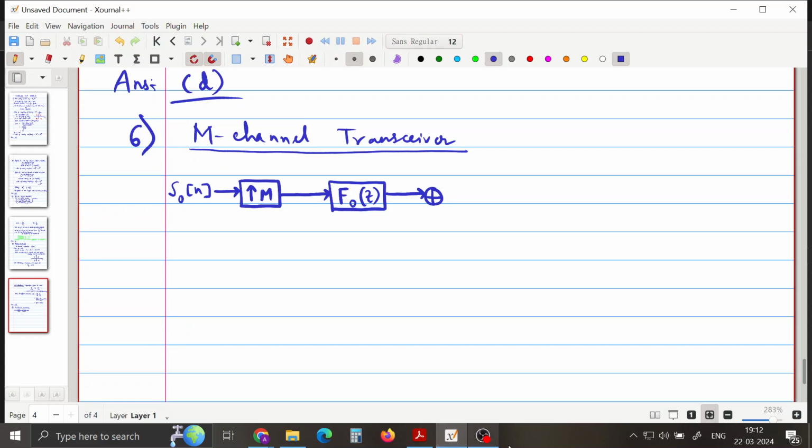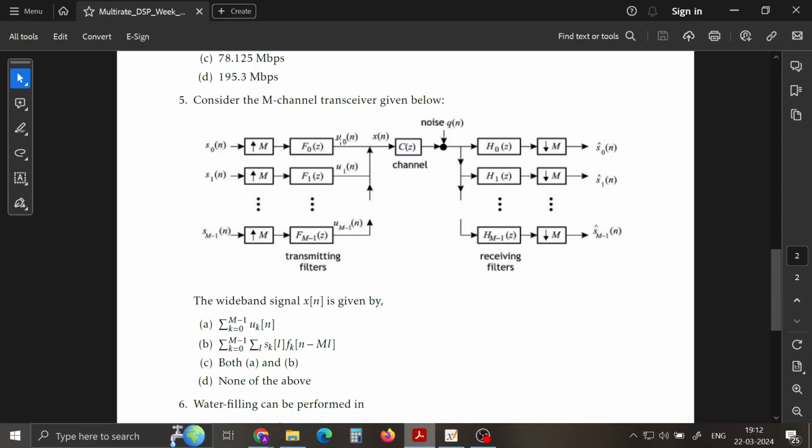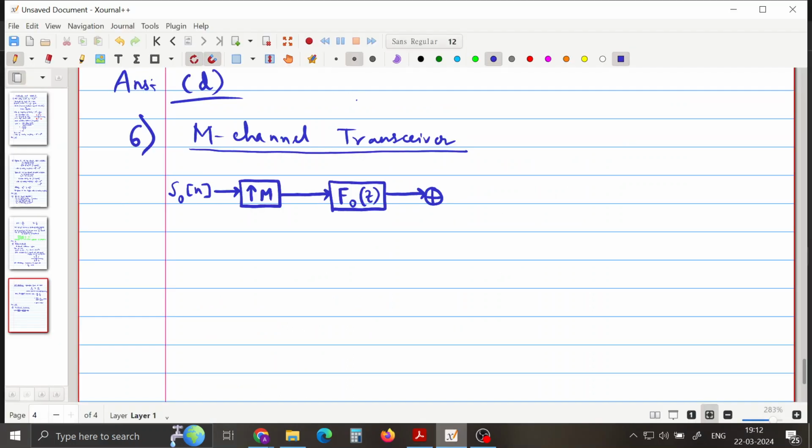And the notation that has been used in the diagram, if you go back, so before this adder you have u naught of n. So this u naught of n is actually the output of this filter f naught of z. And I will also use a notation for this intermediate sequence which occurs immediately at the output of this upsampler. Let me label that as v naught of n. Okay, I have marked that in red color. This will be used in the derivation, that's why I have marked it.